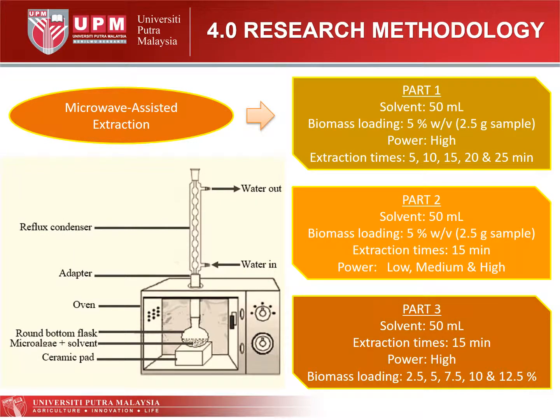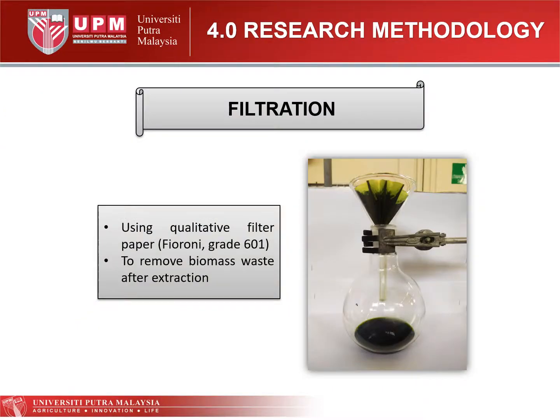Lipid is extracted by using microwave-assisted extraction. Solvent and biomass microalgae are mixed in a 500 ml round bottom flask, then inserted into the microwave oven for heating. The solvent amount is constant throughout the experiment, and the parameters that change are time, power, and biomass loading. When one of the parameters is variable, the other 2 parameters are constant. After extraction of lipid, biomass waste is removed by using filter paper.